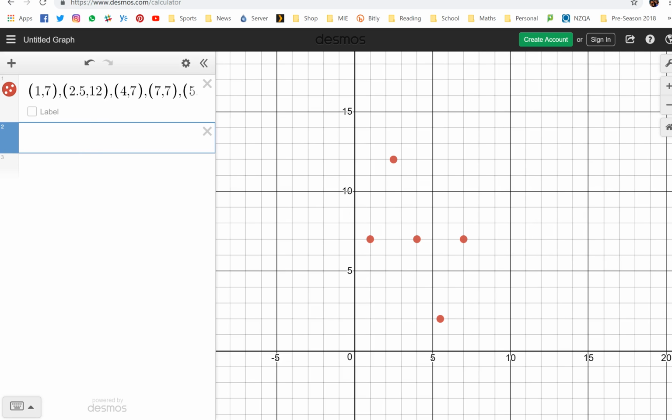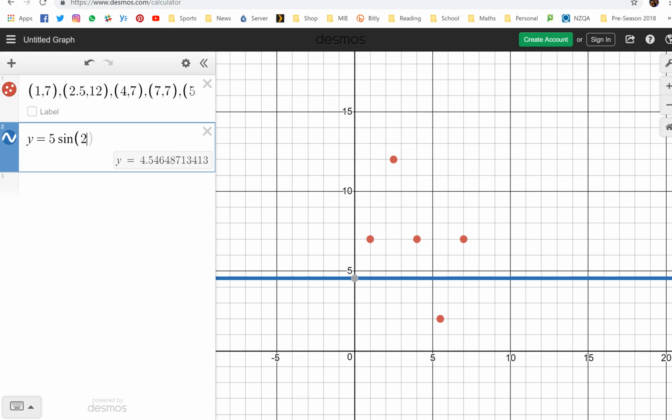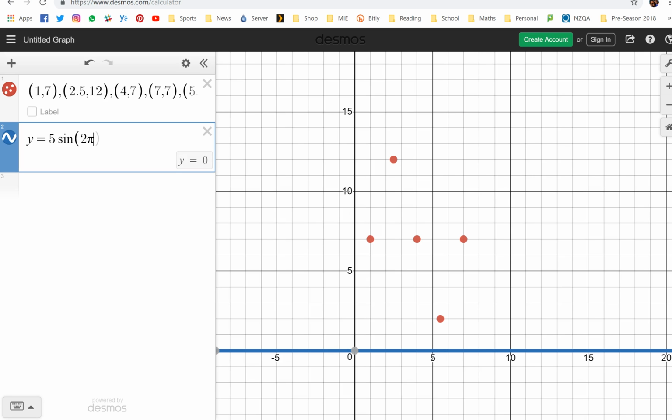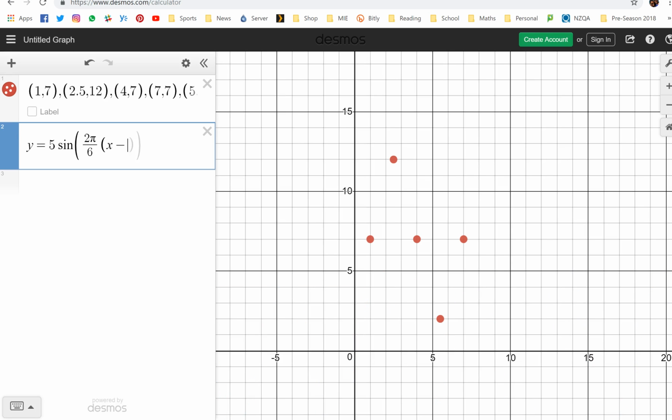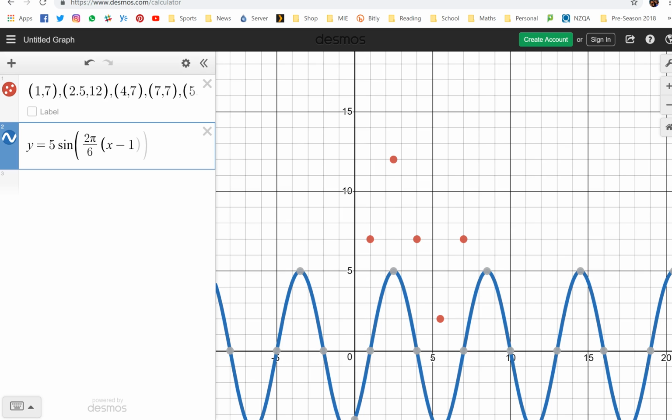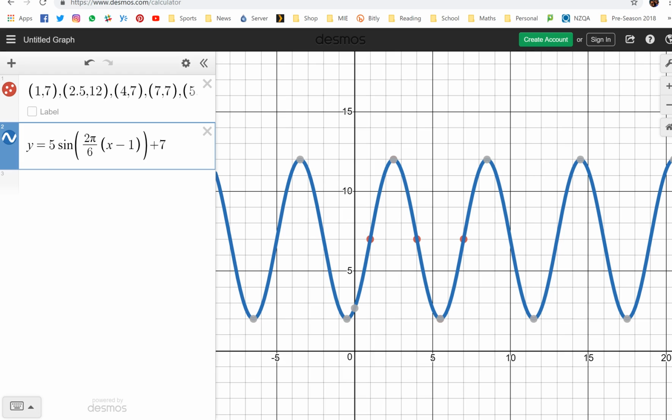And as I said, it's always a good idea to check your answers. So my amplitude was 5, so I've got 5 sine 2 pi. By the way, if you want to type pi quickly in Desmos, just type in pi and it'll convert to the pi symbol automatically. So 2 pi over 6, and then x minus 1. There you go. So another good way to check your answer is to put in the points and then put your equation in Desmos to see whether it goes through those 5 points.